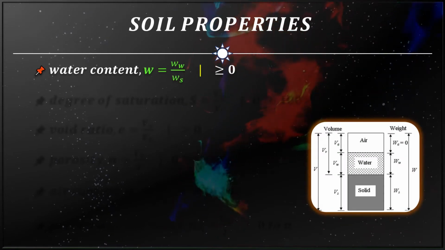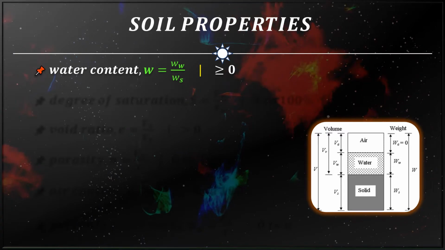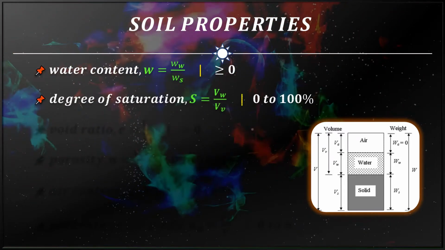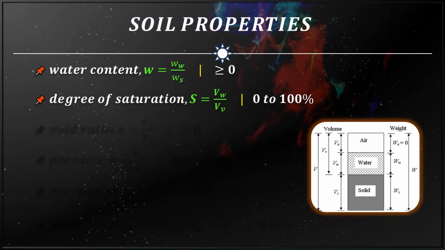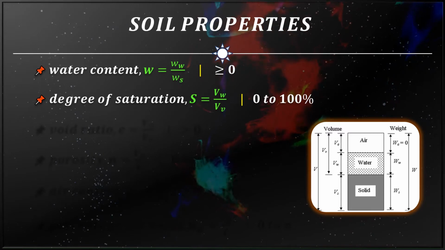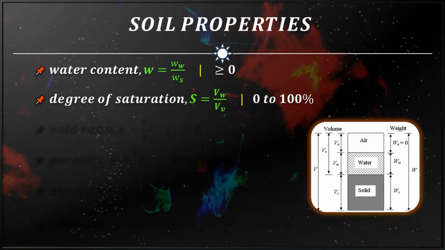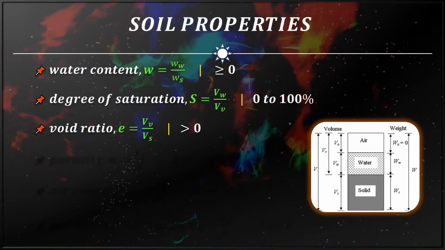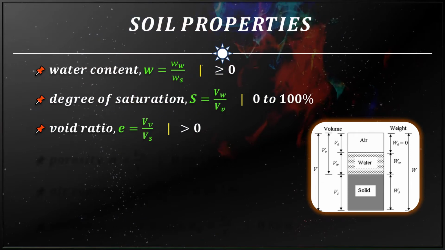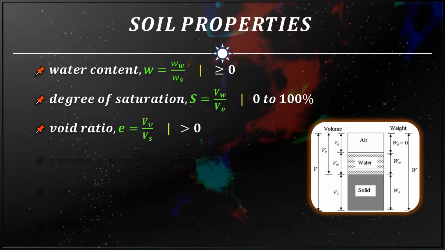So the first property is the water content, and it is given by the ratio of weight of water to the weight of solids, and it shall be greater than or equal to 0. And next, degree of saturation, which is given by the ratio of volume of water to the volume of voids, and it has a range from 0 to 100% or 0 to 1. And void ratio, an important property, is given by the ratio of volume of voids to the volume of solids, and it shall be greater than 0, and it has no upper limit.